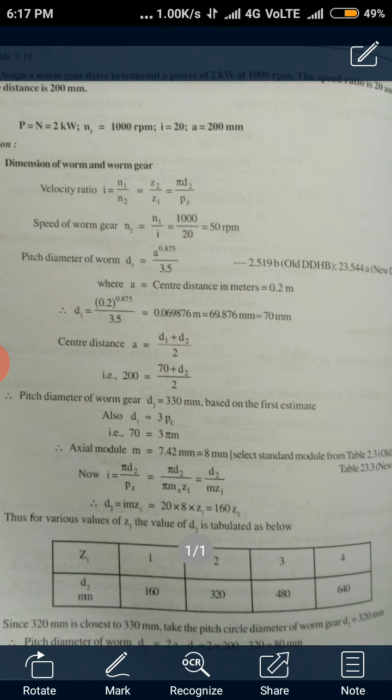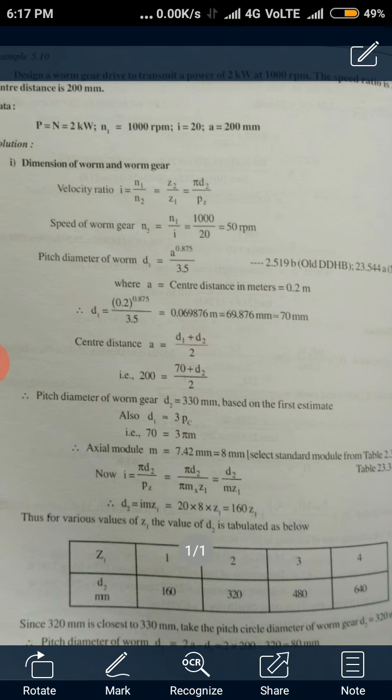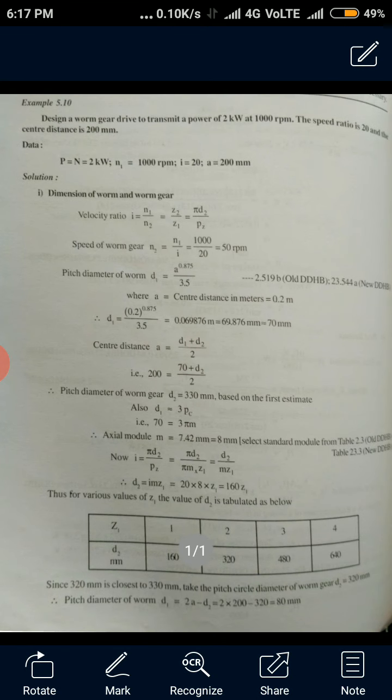Now, to calculate z1 and d2, we'll go for different values of z1 and determine d2. So when z1 equal to 1, we get d2 equal to 160. Substituting in the equation 160 z1: z1 equal to 2 gives 320, z1 equal to 3 gives 480, z1 equal to 4 gives 640 mm. So compare this d2 with the first estimation. D2 equal to 330 mm, and the nearest is 320. So you should select that, d2 equal to 320 mm and corresponding z1 equal to 2. This is the number of teeth on a worm.